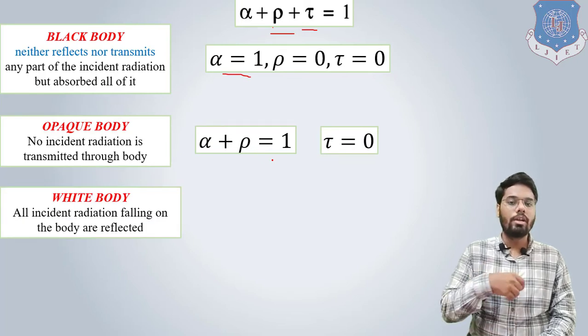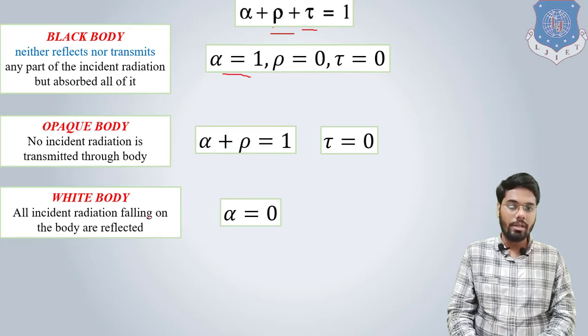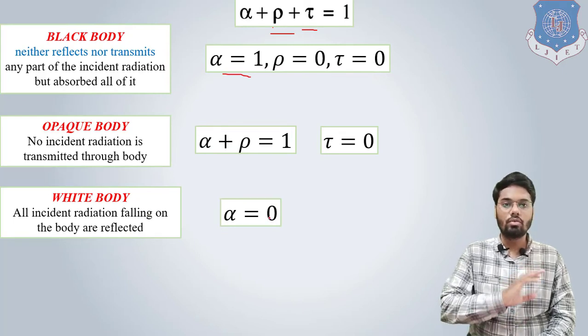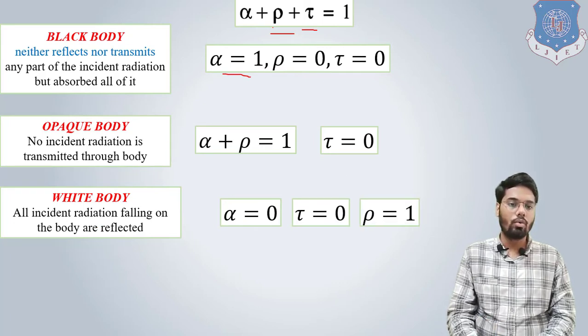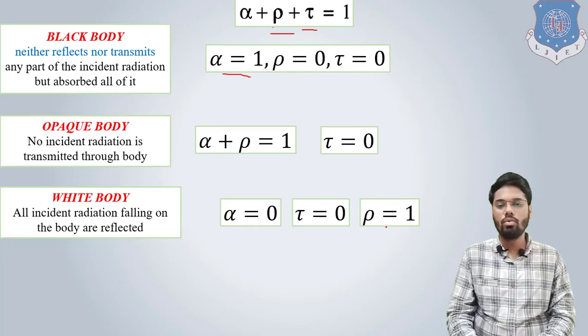A white body will reflect all the radiation falling on it. So for a white body, alpha is equal to 0. There is no absorption and there is no transmittivity, so tau is equal to 0. So for a white body, rho is equal to 1. Reflectivity is equal to 1.